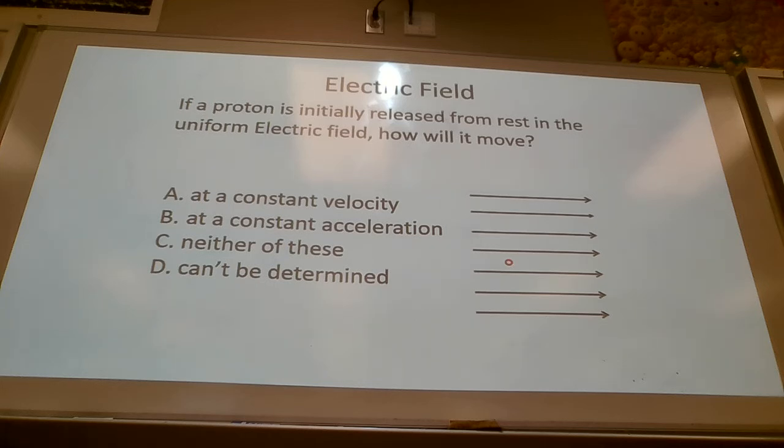Correct answer is? Correct answer is B. It experiences a constant electric field, so it'll experience a force, a constant force. Constant force causes constant acceleration. Good? Yeah. All right.